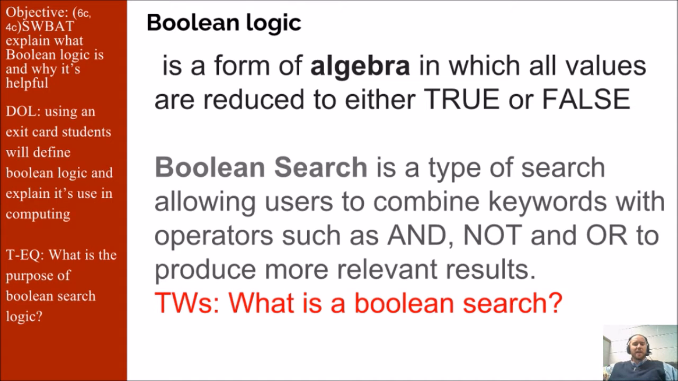At the same time, Boolean search is a type of search allowing users to combine words with operators such as and, not, and or to produce more relevant results. You have Boolean logic for computers and Boolean search for the internet. What did I just say Boolean search does?